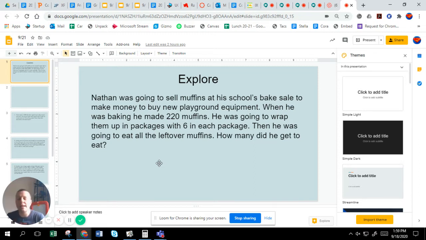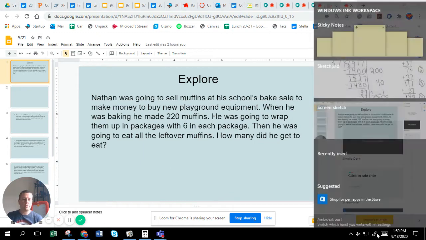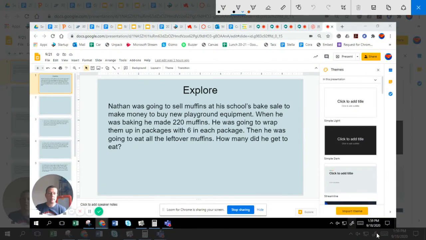Okay, so today's problem for your Explorer, if you've already tried it, is a little bit different. So let's look at it. I want to make sure that I can actually write on it. So here we go. All right, so when we look, it says Nathan was going to sell muffins at his school's bake sale to make money to buy new playground equipment. Great, but that doesn't help us mathematically at all.